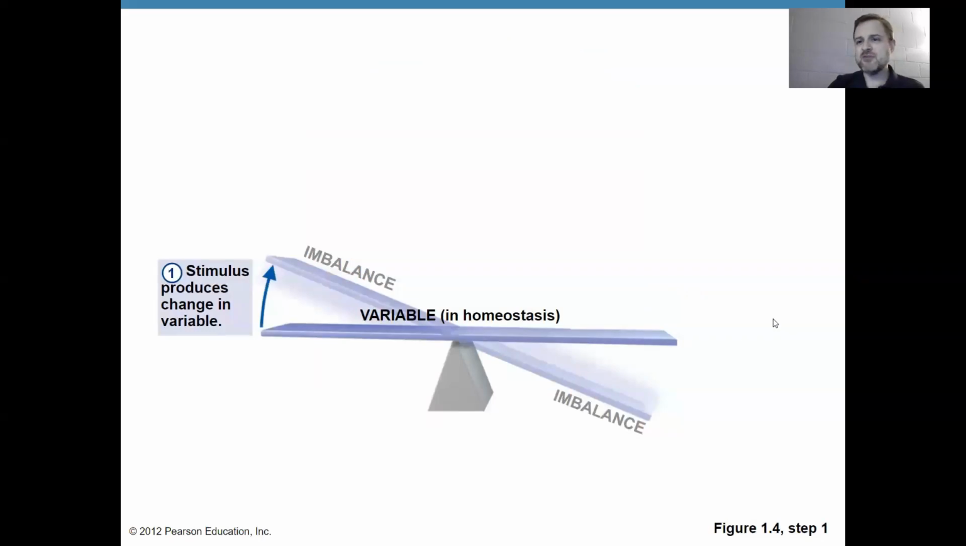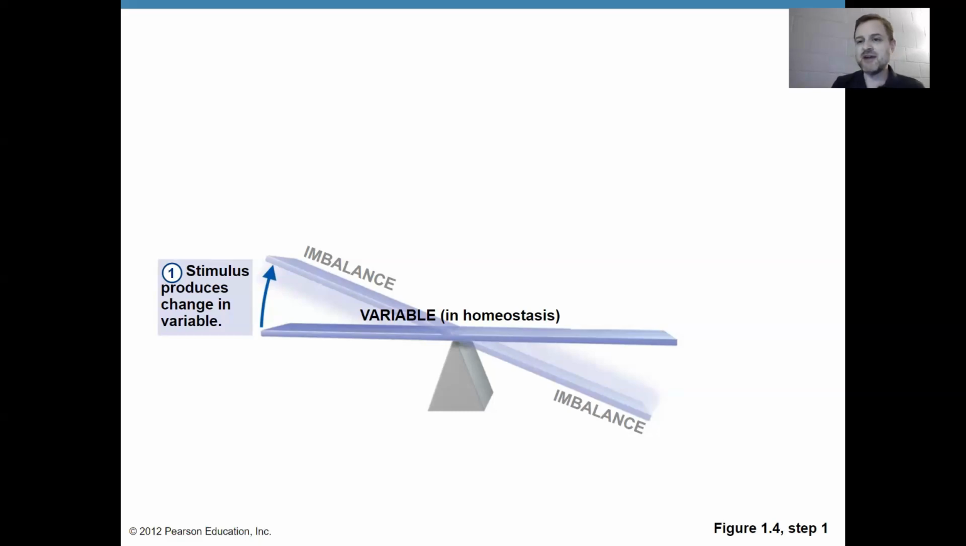You know, I said a minute ago, most diseases are a result of a homeostatic imbalance. So let's just go through one quick scheme as to how this works. Say you have a stimulus. Let's do body temperature. Let's say that you're getting too hot.